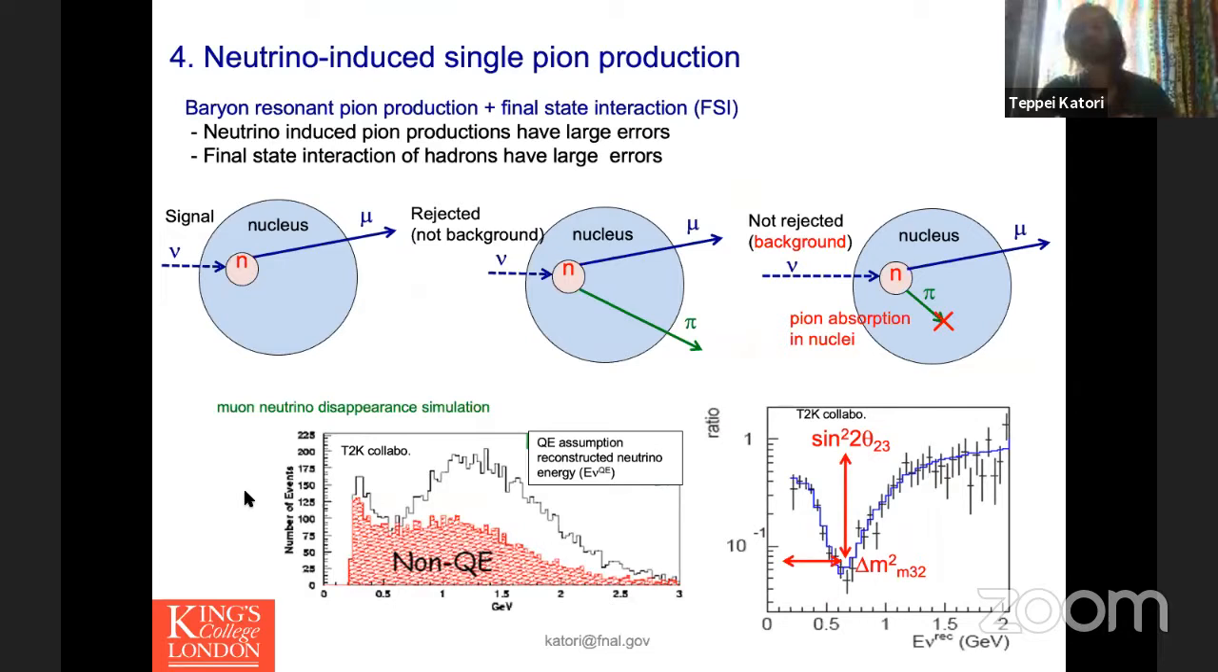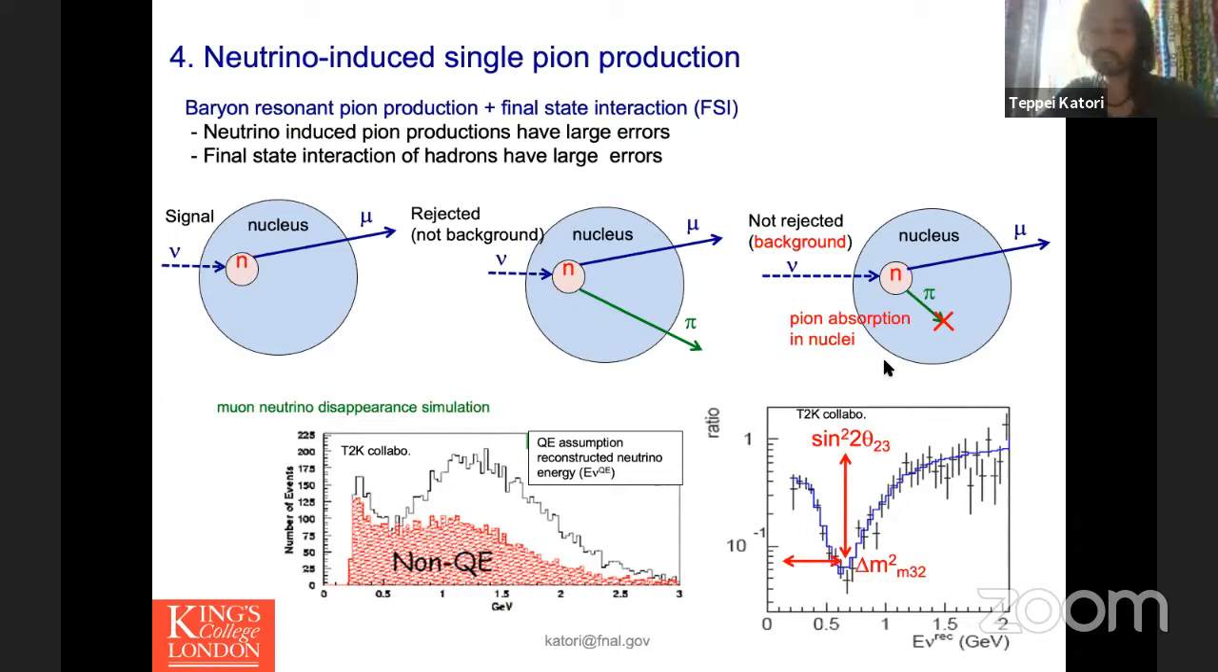Another important channel is pion production, for a similar reason. When a neutrino interacts with the nucleon and produces a charged lepton, that's what I call signal. But sometimes the neutrino interacts and produces a charged lepton and a pion. That's background, and that's fine because you can reject it. The problem happens if you can't measure this pion, and with not so small a chance, this pion disappears inside of the nucleus. It's a nuclear effect called pion absorption. This kind of nuclear effect, called final state interaction, has to be modeled correctly, because again, this is a background we have to simulate.